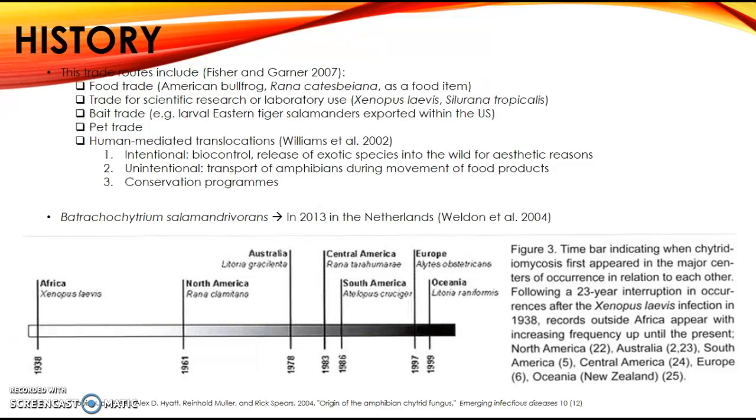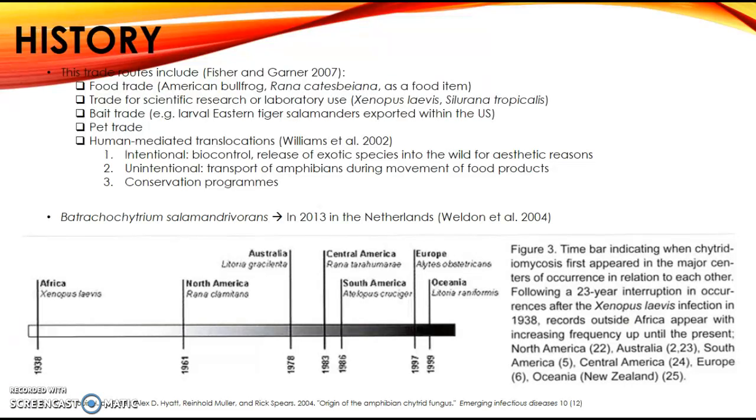Now, these trade routes include the food trade, such as that of the American bullfrog, which is very popular as a food item. The trade for scientific research or laboratory use. We already saw the case of the Xenopus laevis. Bait trade, for example, that of the larval eastern tiger salamander, which are exported within the US. The pet trade, and human-mediated translocations, which can be either intentional, for example, that used for biocontrol or the release of exotic species into the wild for aesthetic reasons, or unintentional, like the transport of amphibians during movement of food products, and those used in conservation programs.